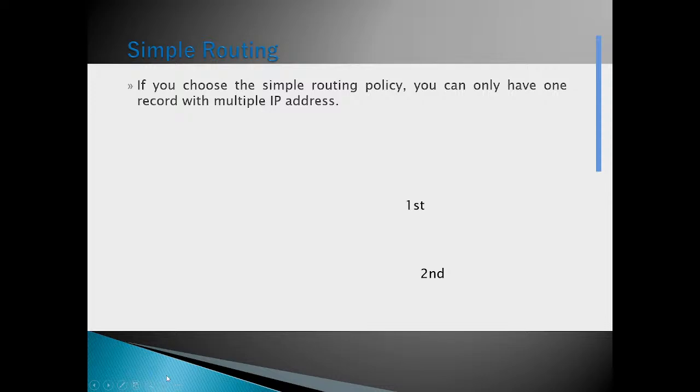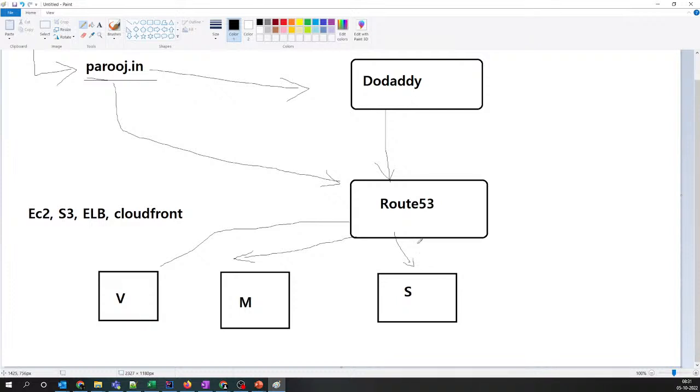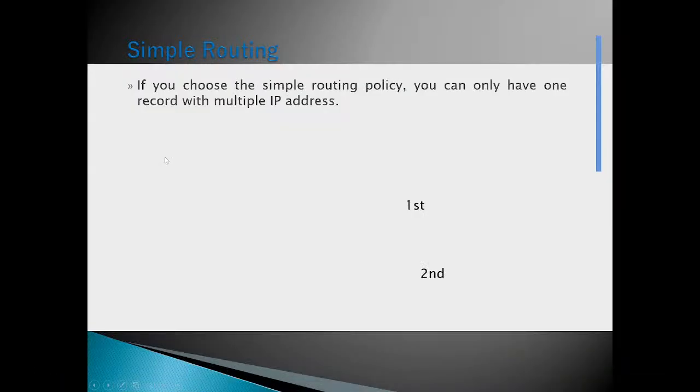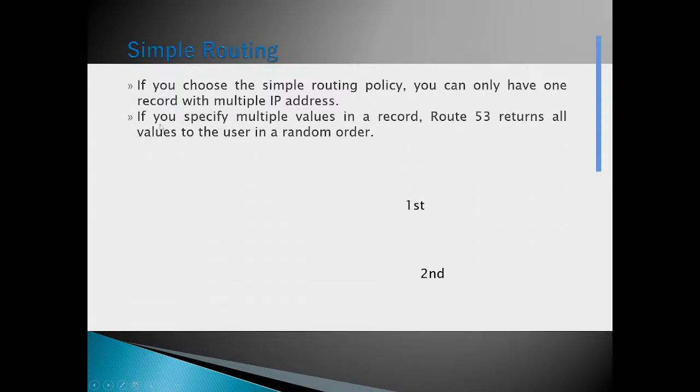As soon as the request lands on Route 53 in AWS, how will that request pass to the next phase of your transmission? As you can see, we have three machines. Now, how do I want to pass the request to all these three machines? First of all is simple routing. If you choose simple routing, you will only have one record with multiple IPs. If you specify multiple values in the record, Route 53 returns all the values to the user in random order.